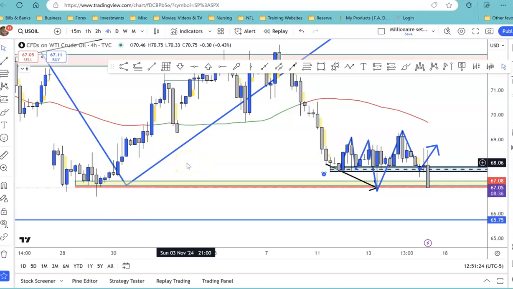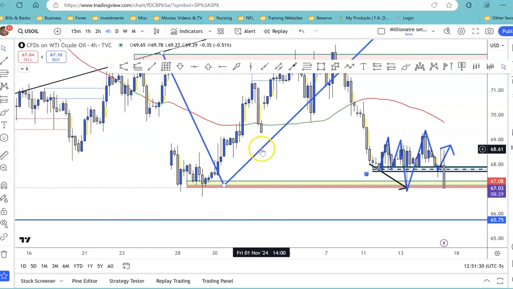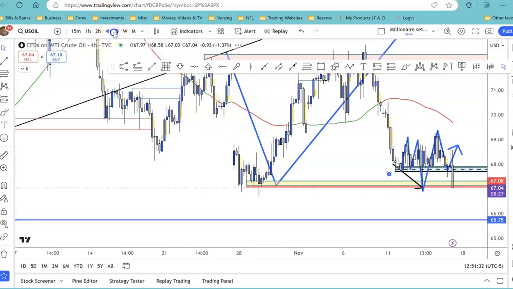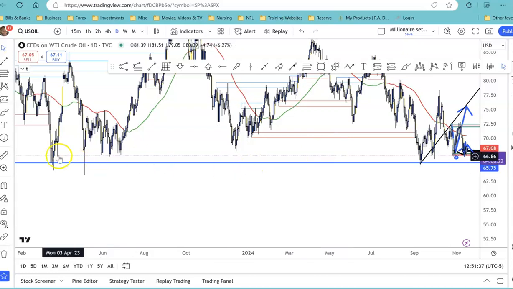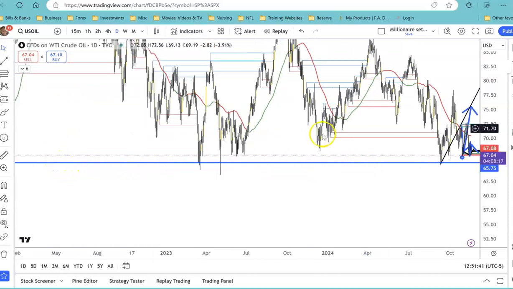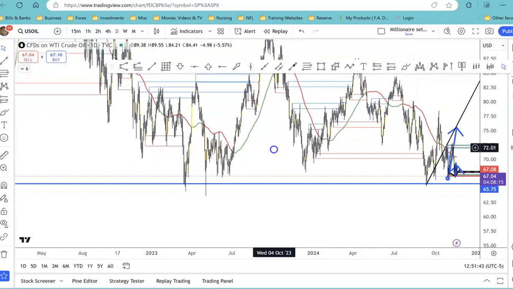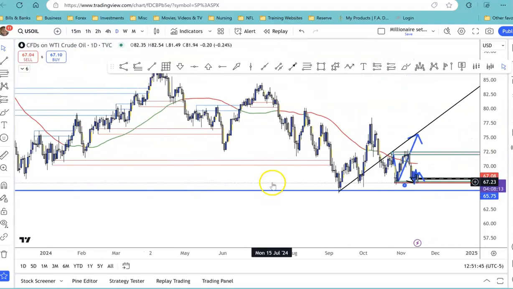So let's go ahead and get into it. I had initially looked at this U.S. oil trade a while back. Let me go on the daily time frame. I was looking at structure, specifically the support zone here at this blue line, and noticing how every time the market came there, it would typically bounce back.